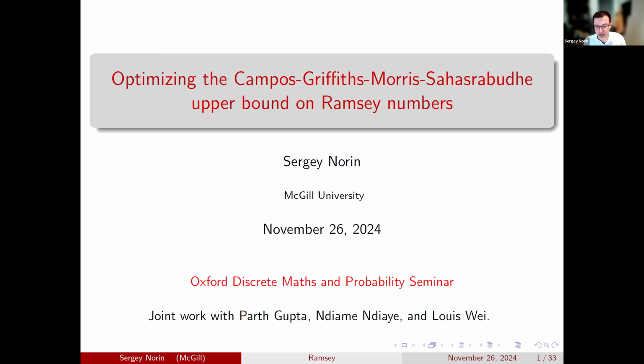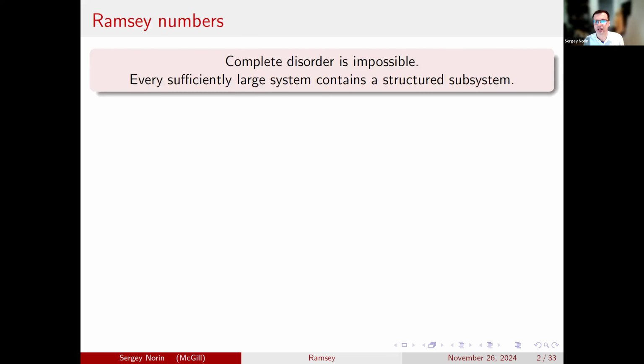And this project, which is joint with undergraduate students Parth Gupta and Louis Wei, and PhD student Ndiame Ndiaye, came from the effort of understanding this paper. But let me start from the beginning, explaining all the background. In this seminar, there were several talks on this breakthrough fairly recently. So it's probably something that all of you know, but just in case, let me say all the background.